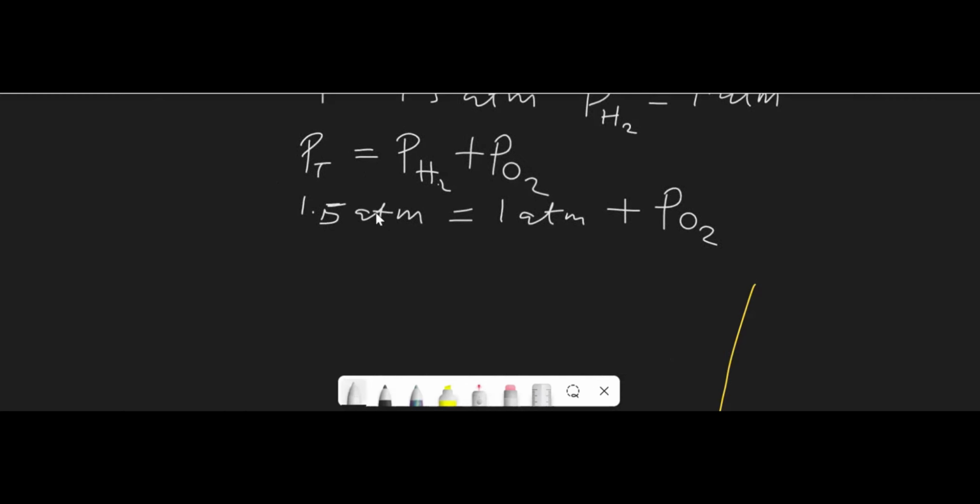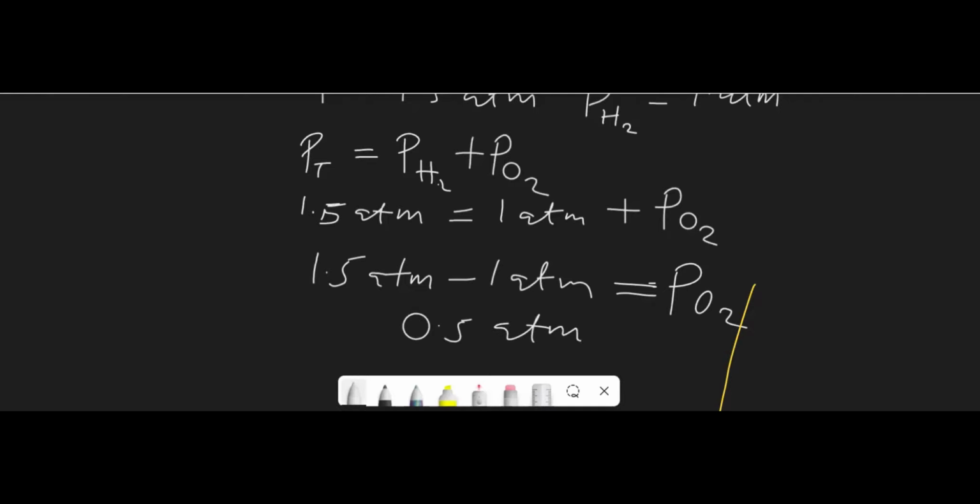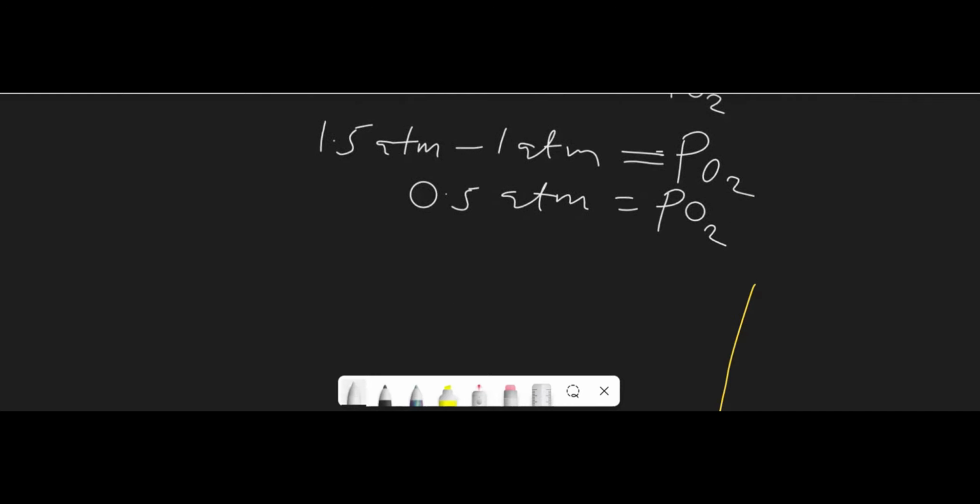So we are now going to set 1.5 atm minus 1 atm equal to the partial pressure of oxygen. So therefore, 1.5 minus 1, we have 0.5 atm, which is equal to the partial pressure of oxygen. So it means that the partial pressure of oxygen is 0.5 atm.